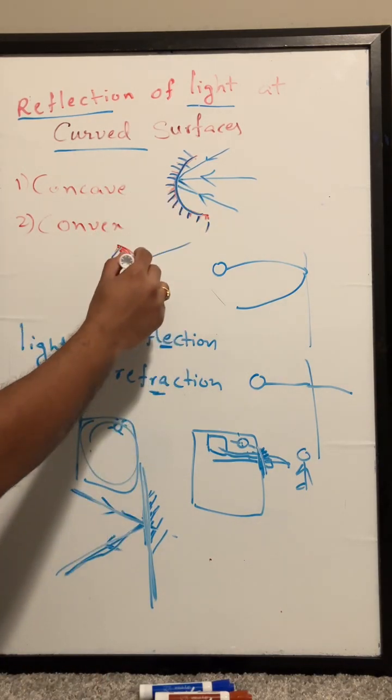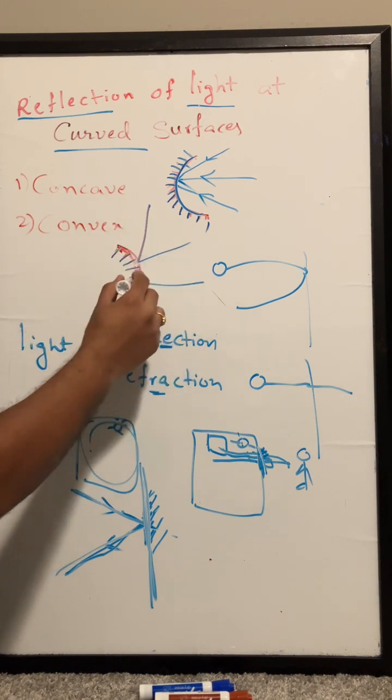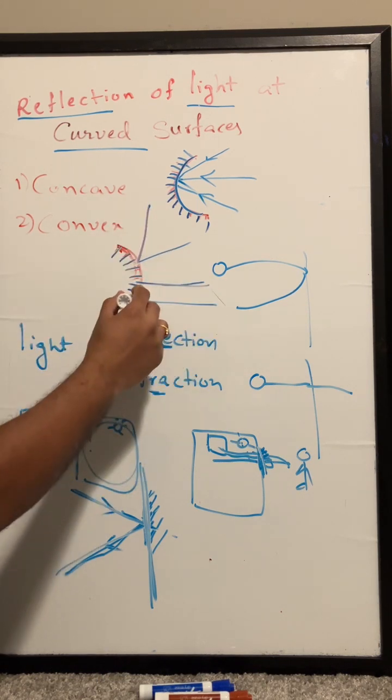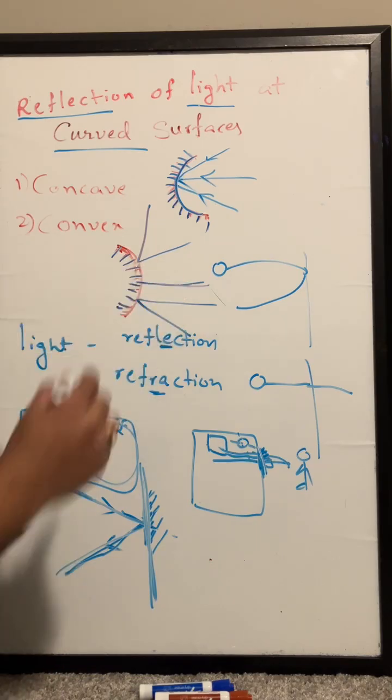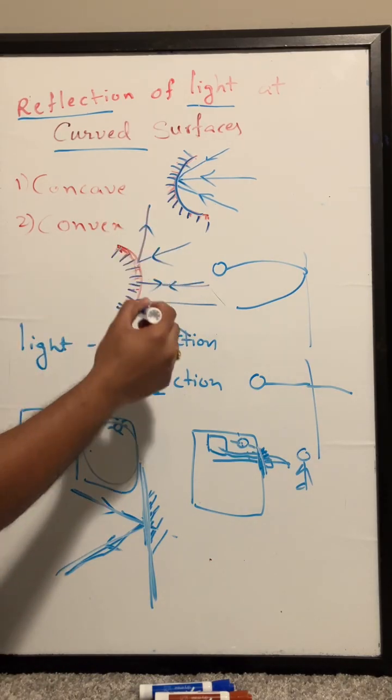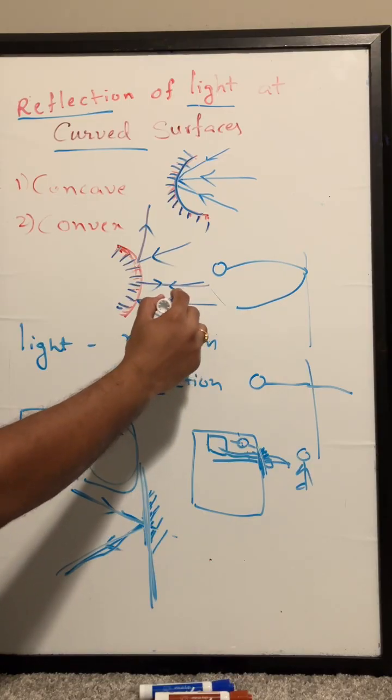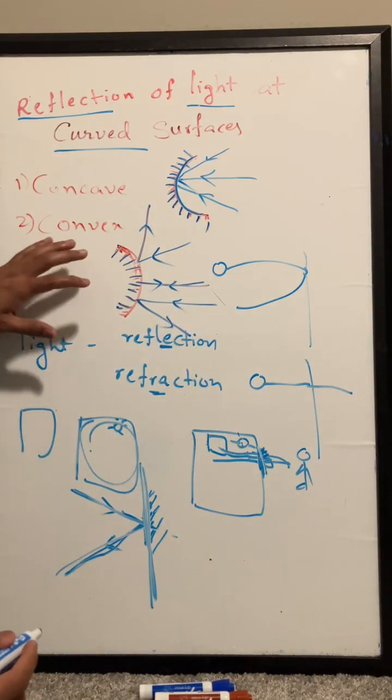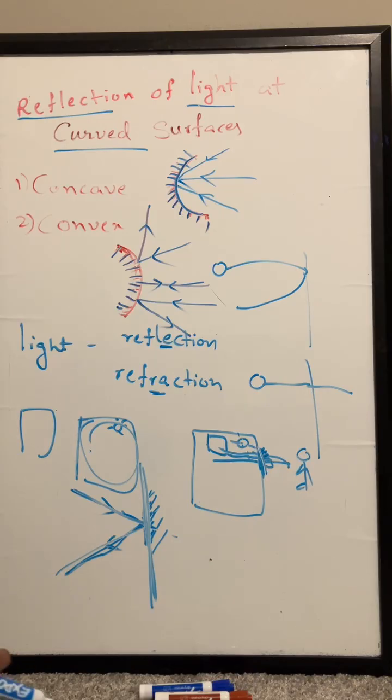Here light falls like this and is reflected here. You might have studied this already: incidence, reflection. So we study only these two. Yeah, let's come to the problems.